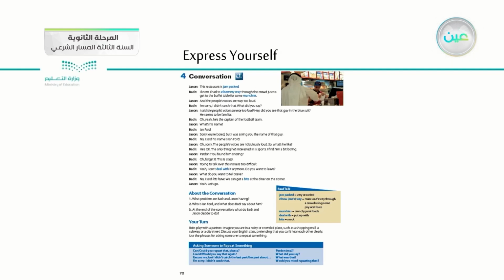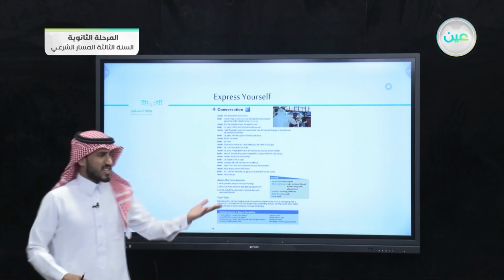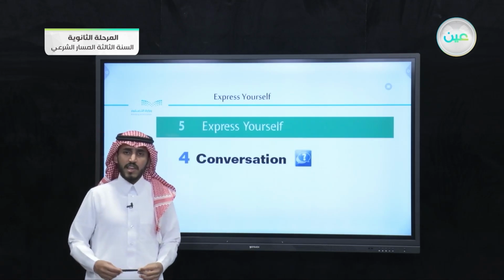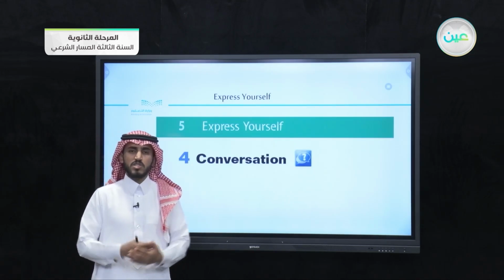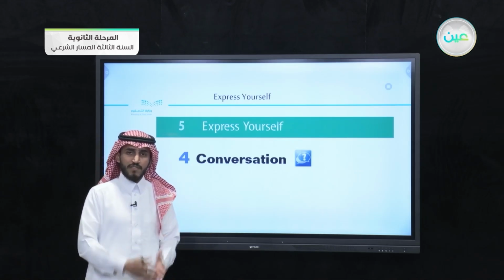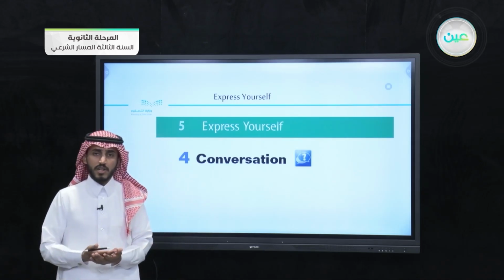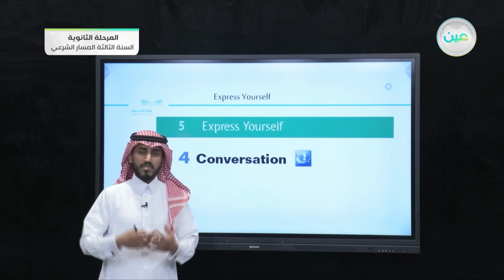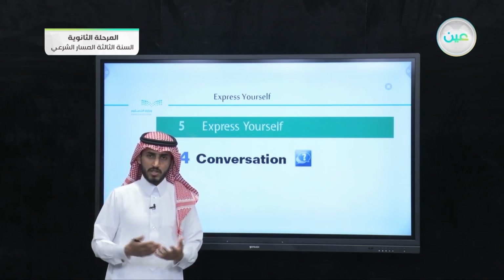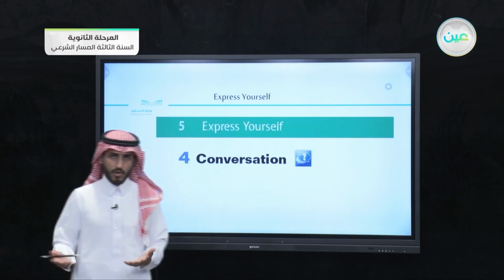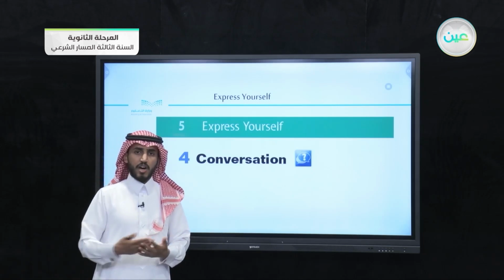Today we have a conversation lesson on page 72. Now turn to page 72 and let's start talking about the topic or the title of the lesson today. It's conversation. What is the meaning of conversation? When 2 people or more are discussing something, talking about something, this is called a conversation. Conversation is a noun and the verb is converse or conversing. You can say Ahmed and Ali are conversing about something.